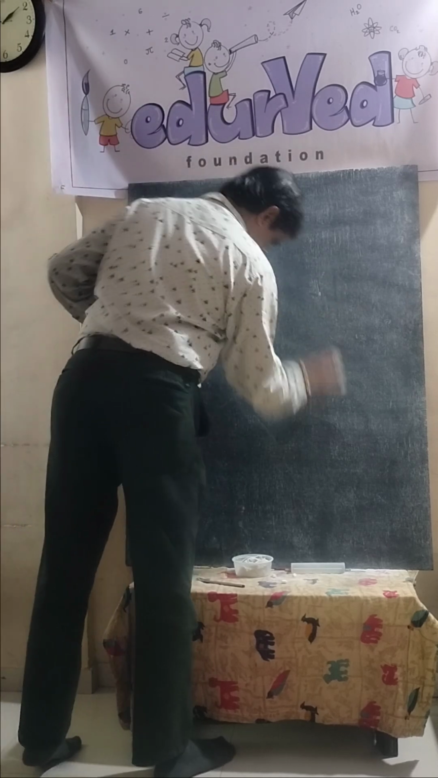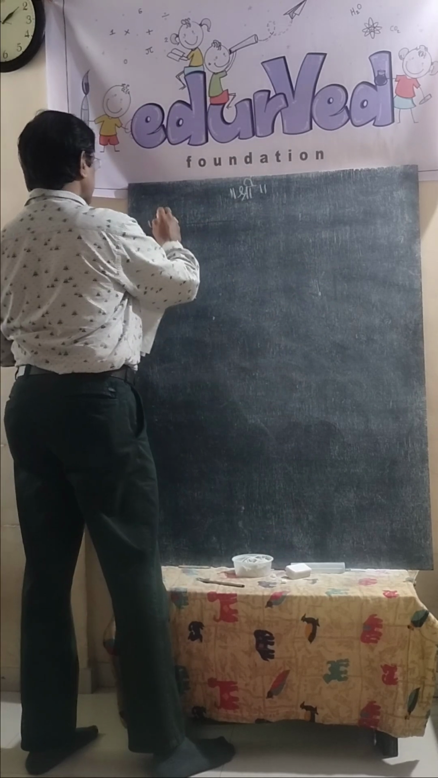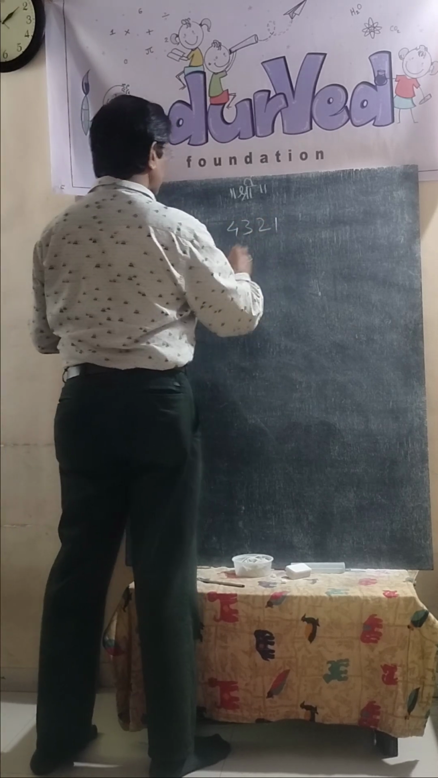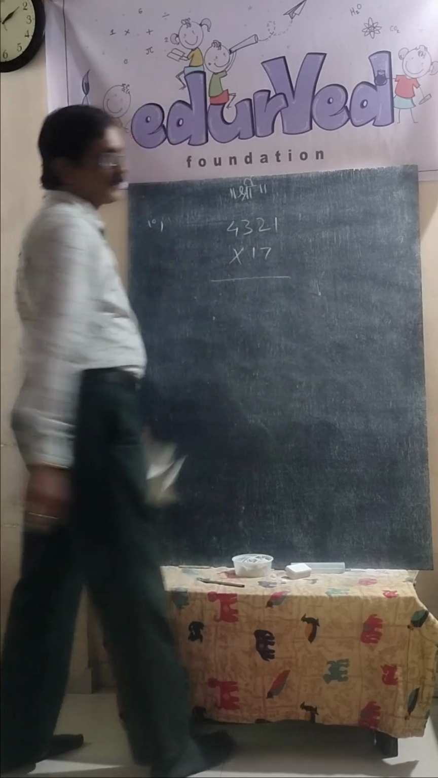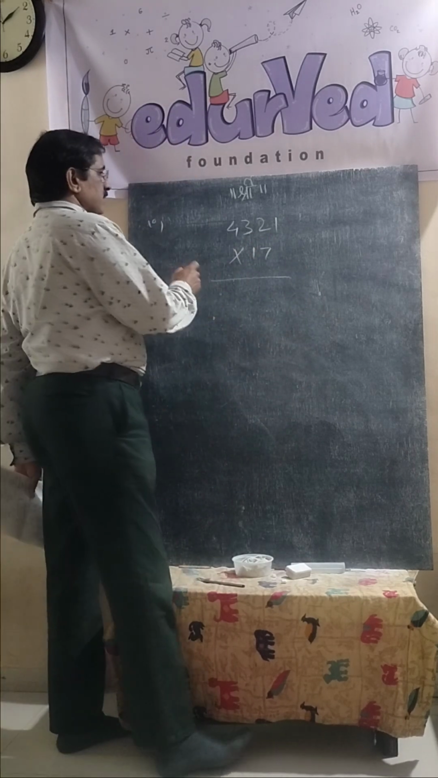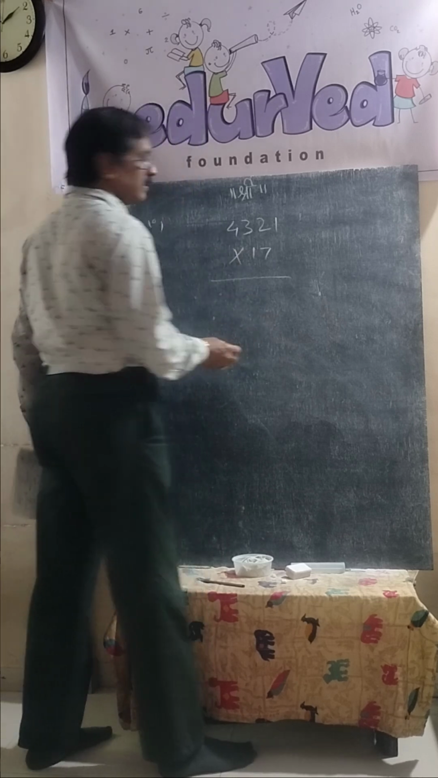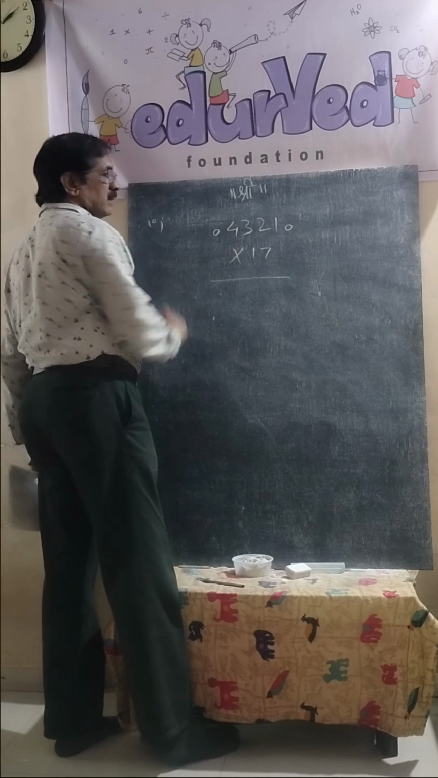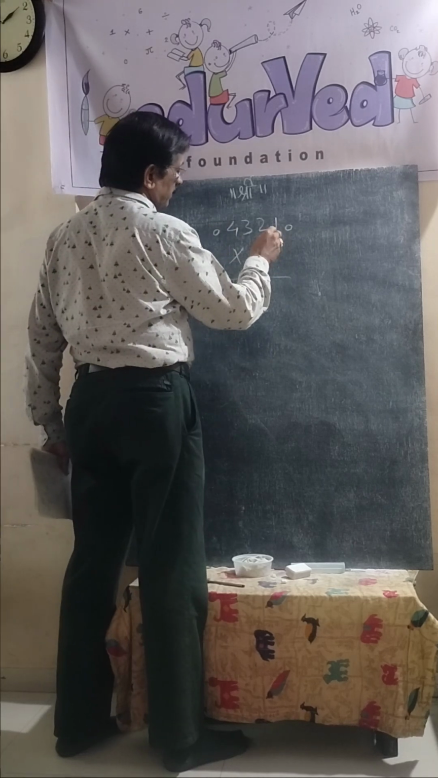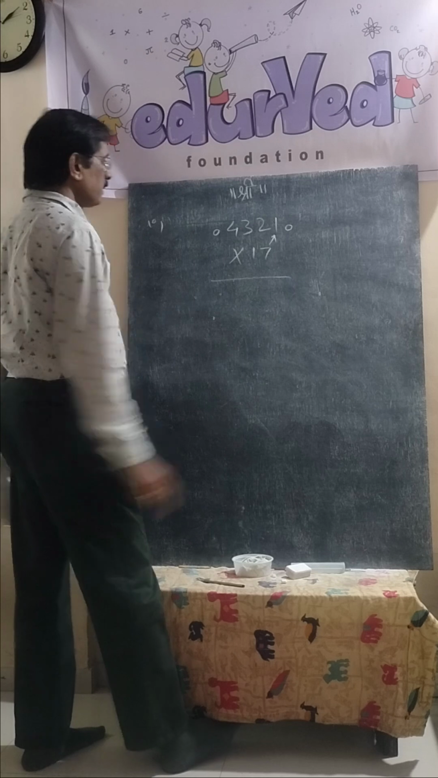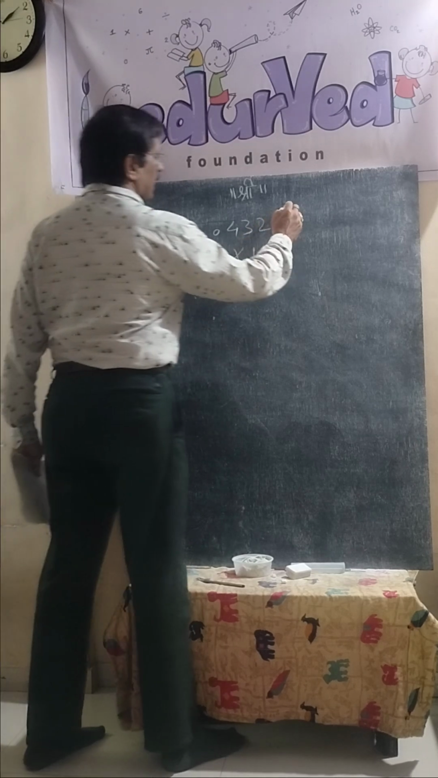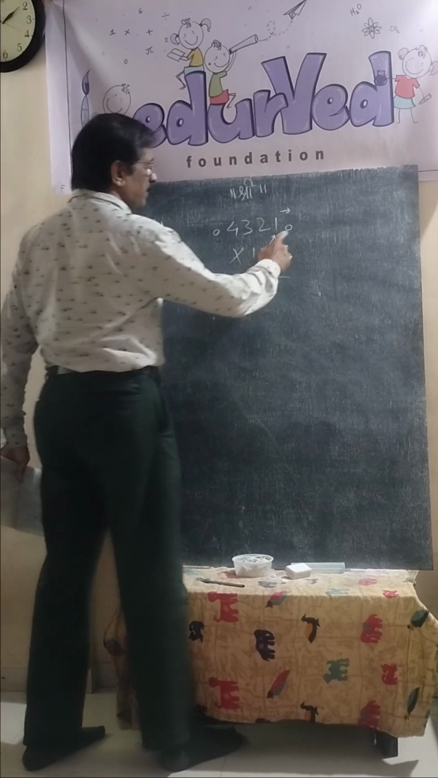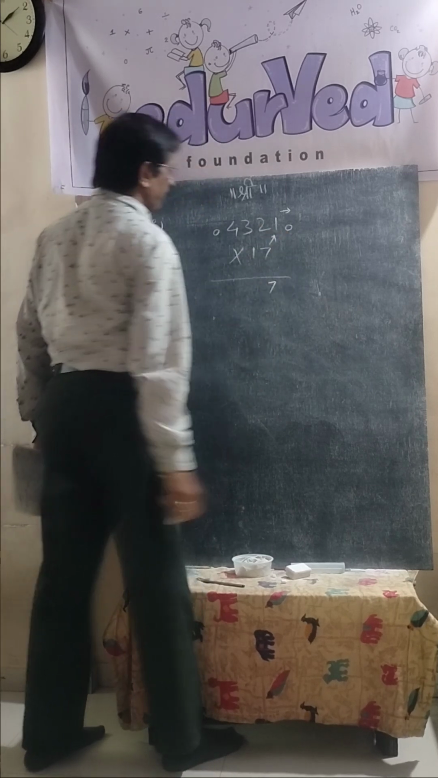Let's see the 10th sum. It is 4321 into 70. This is the second category of sum. So the first step is you write a 0 over here. This is the first step for this category. Now the next step is you multiply by this 7 and then add the adjacent digits. So the first step is 7 on the 7. 7 plus this 0, that will be 7.